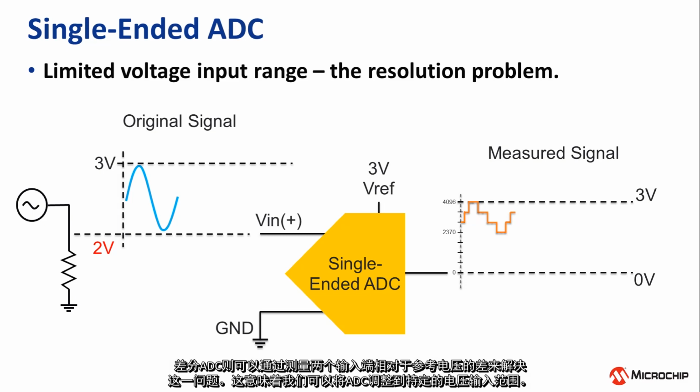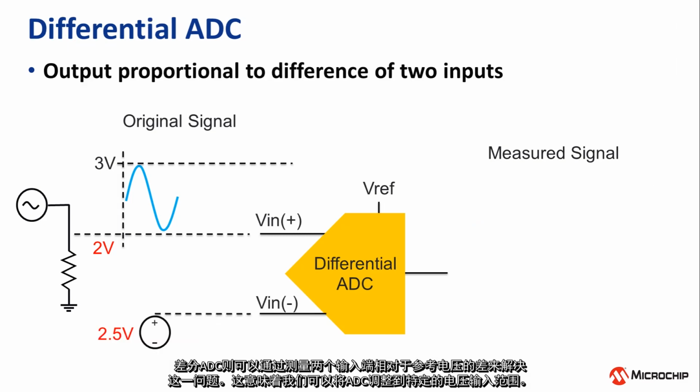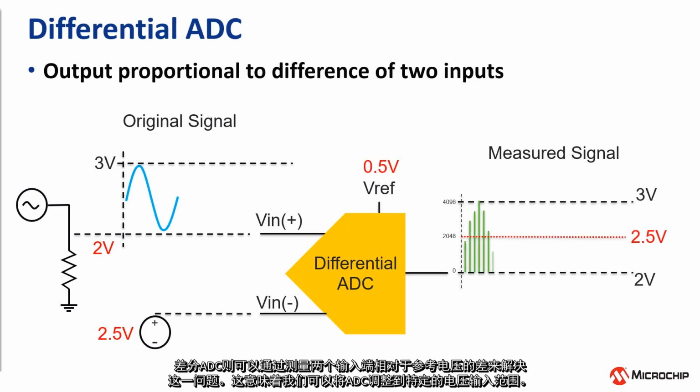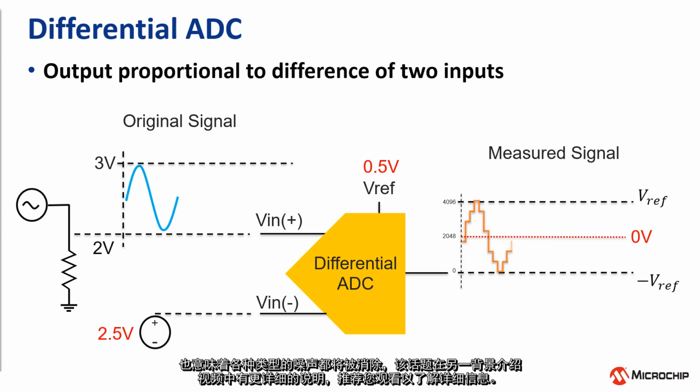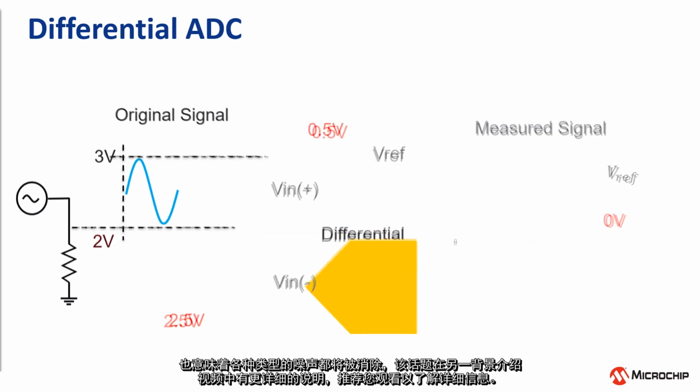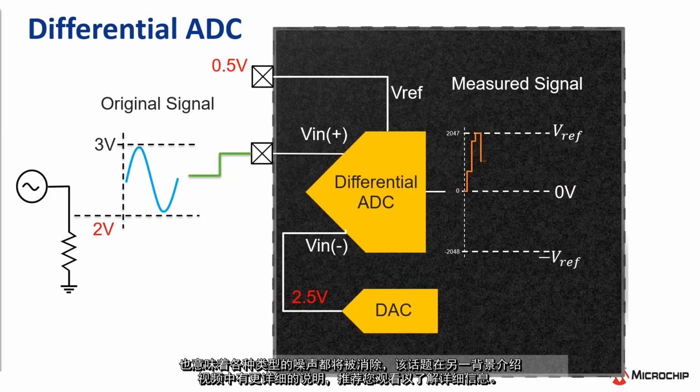Well, differential ADCs fix this by measuring the difference of two inputs relative to a voltage reference. This means we can tune the ADC to specific ranges of voltage inputs. It also means various types of noise will be removed, but that topic is covered more in the background video, which I encourage you to check out if you're curious to learn more.